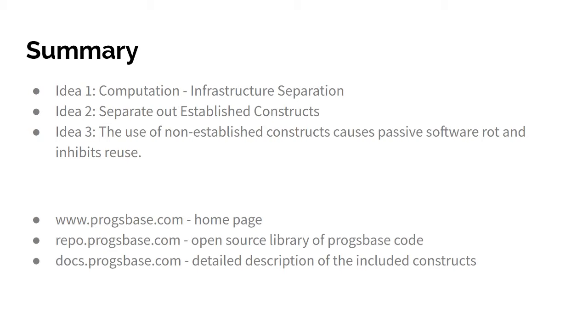To summarize what Progsbase is, the first idea is the separation of computations and infrastructure. You can use Progsbase to make the computational modules, and you use your favorite language for the infrastructure modules. Now, in order to build the computational modules, we can separate out established constructs of programming languages. And this is where Progsbase tools and theory comes in. And the idea number 3 is that if you choose to use non-established constructs of a programming language, you have to take into account that this can cause passive software rot and inhibits the reuse of software.